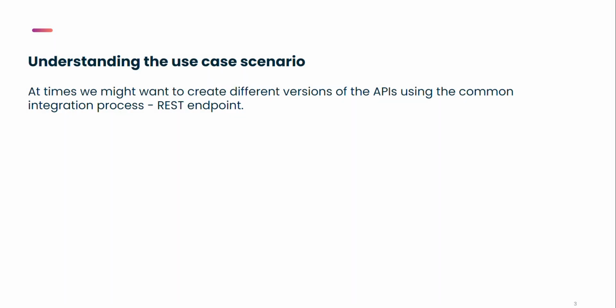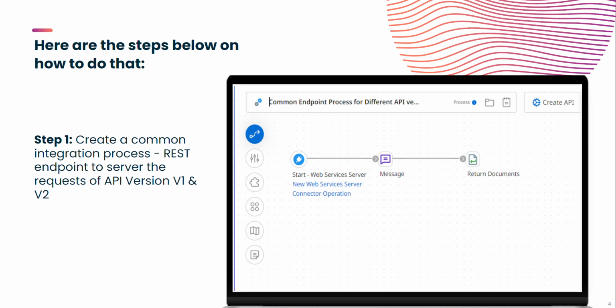At times we might need to create different versions of the APIs using the common integration process, which is a REST endpoint or the integration process. Here are the steps on how we can implement that.